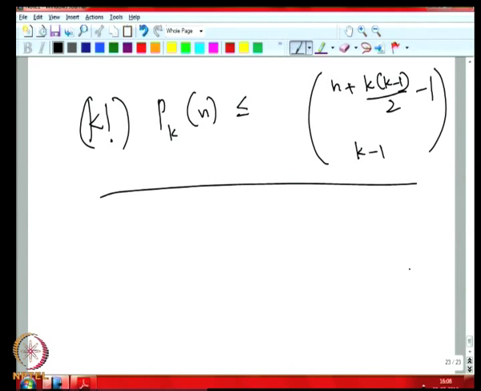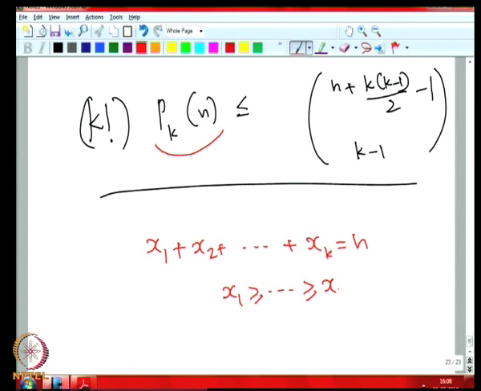Now, we will use the same argument as before. You remember this pk of n corresponds to the solutions of x1 plus x2 plus ... plus xk equal to n, with x1 greater than or equal to ... greater than or equal to xk greater than or equal to 1. This was the condition for this. Now, given any solution for this, we can generate at most k factorial solutions from this by rotating the solution for n.